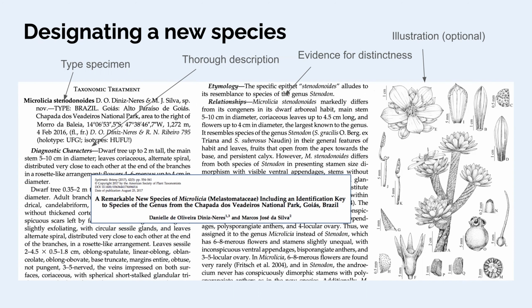So it's a physical plant specimen, and it has a very specific collection location, latitude, longitude, and coordinates. And then this part in italics here is a reference to the actual collection, collected by these people on this date, February 4th, 2016. And then here, holotype and isotypes are copies of the same collection. So they collected bits of the same plant and put them in a few different places. UFG and HUFU are herbaria, places where people keep these dried specimens. So we'll get into the type specimen a little bit more as we go.